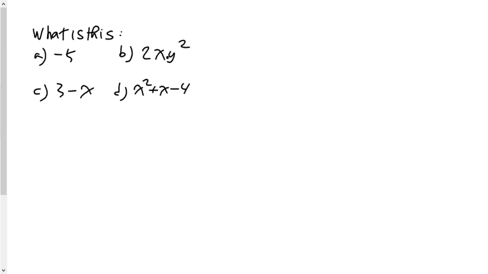Question 2, what is this? This is a monomial, and I'll write it in red. We're just going to define it using our big boy and big girl words. This is a monomial, just one term. This is a binomial because there's two terms. And this is a trinomial because there's three terms.